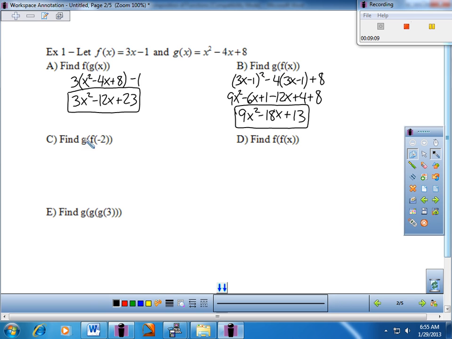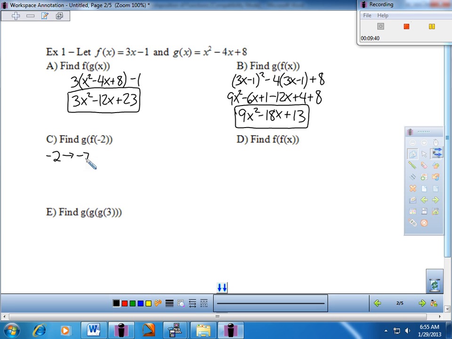So I'm going to go ahead and start that out. And I'm going to do my little chart here. So basically, -2 goes into the f function. So this one I could probably pull off pretty decently. So again, I start with -2. It goes into f, and out comes an output. So 3 times -2 is -6. -6 minus 1 is -7. Okay, so that would be f of -2.